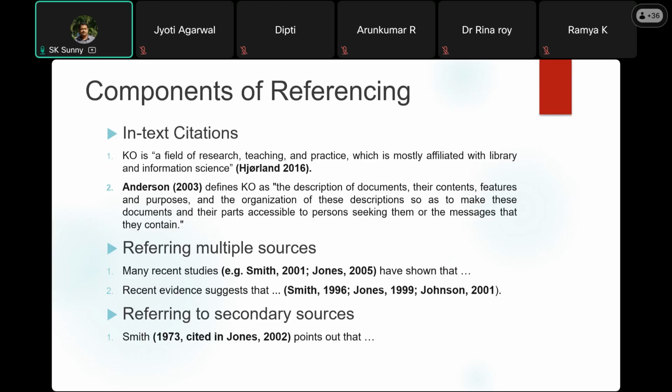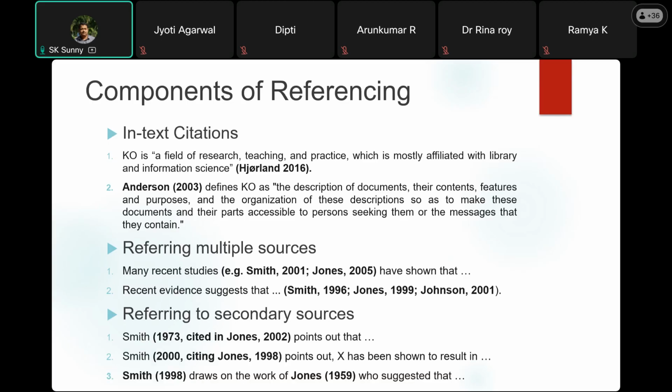So this is one of the ways. Smith, then give the year of Smith paper, comma, cited in Jones and the year of that publication. This is one way. Similarly, there are other ways also. The second one, you see, it will become more clear. Smith 2000 means now the paper I am reading is Smith citing Jones.